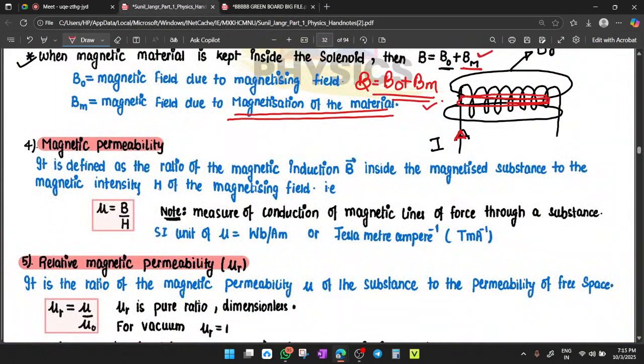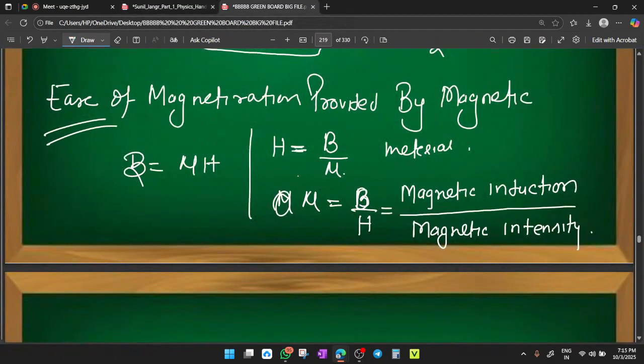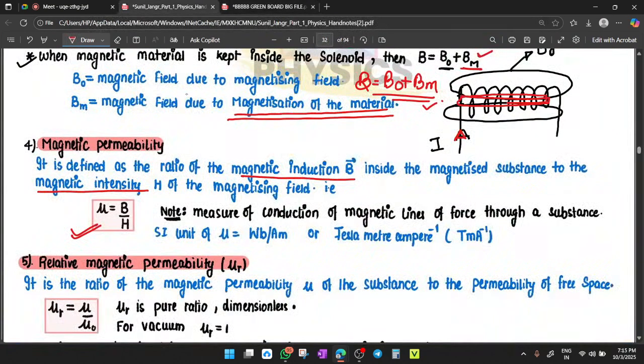Yes. So it is the ratio. It is defined as the ratio of the magnetic induction inside the magnetized substance to the magnetic intensity H of the magnetizing field. Clear? So mu is given by B by H. Note, measure of conduction of magnetic lines of forces through a substance.